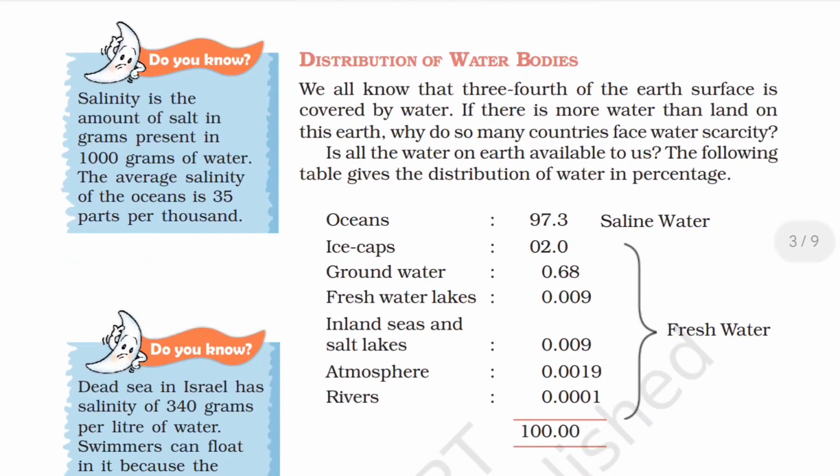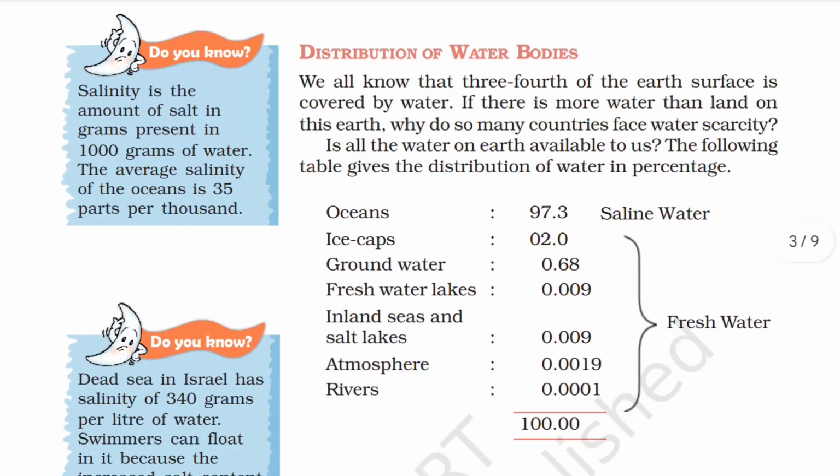Ocean 97.3 percent, that is saline water. Ice cap 2%, groundwater 0.68%, freshwater lake 0.009%, inland seas and salt lake 0.009%, atmosphere 0.0019%, river 0.0001%, that is all equal to 100%.